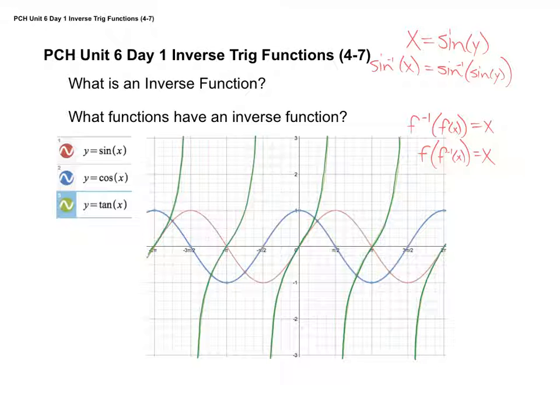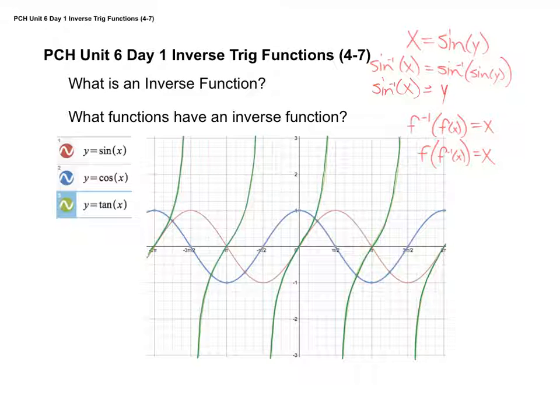Okay? Now, using this same concept here, what would the inverse sine of sine y equal? Y. It equals y. And y would then equal the inverse sine of x, because the inverse sine is just the x and y switch. Because we switched the x and y and then solved it.